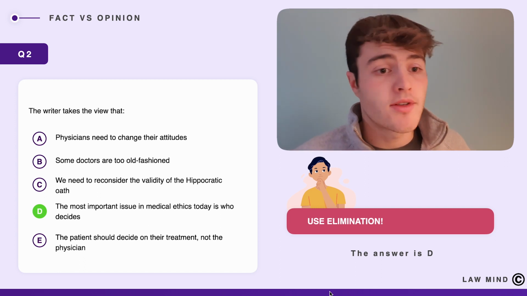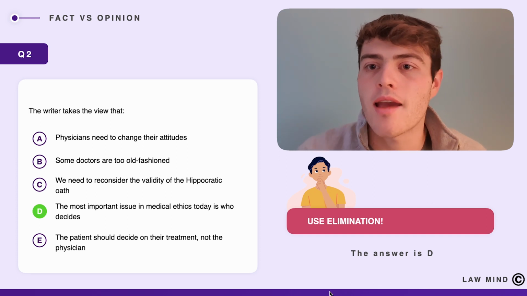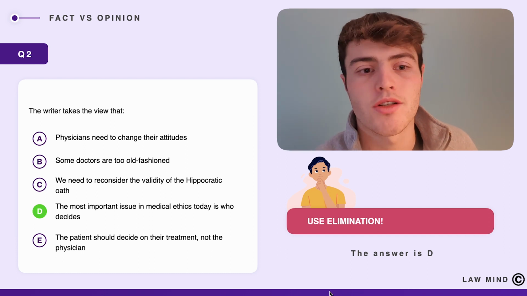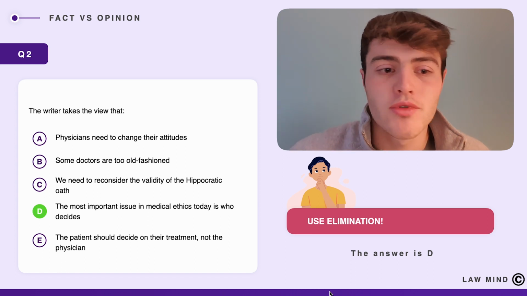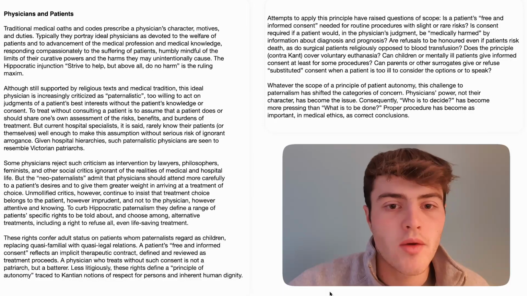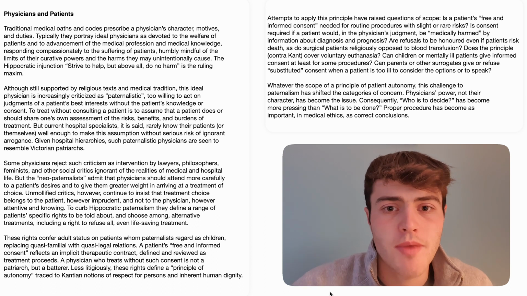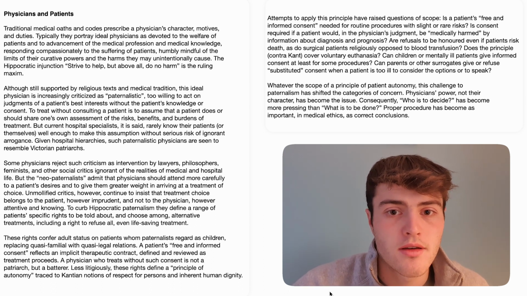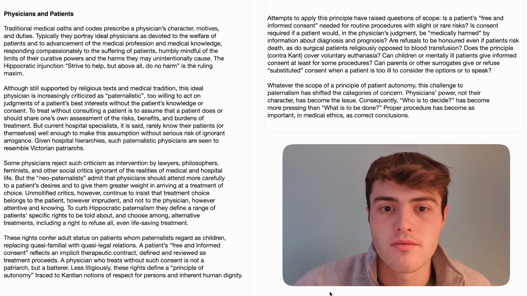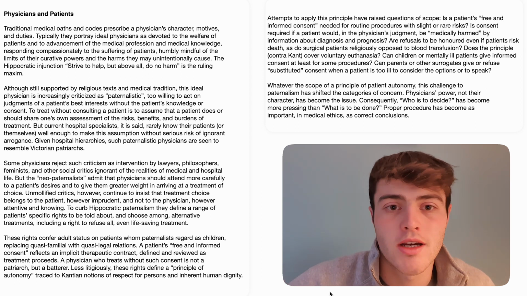A and B and even C, we could argue, are too general. They're too general because they don't really attack the crucial point of the passage. So we're left with option D, which says the most important issue is who decides. Now we can see that reflected if we go back to the passage, in the last paragraph. If we look at the last sentence, "Consequently, who is to decide has become more pressing than what is to be done." That shows that the author thinks the crucial question is who should decide.